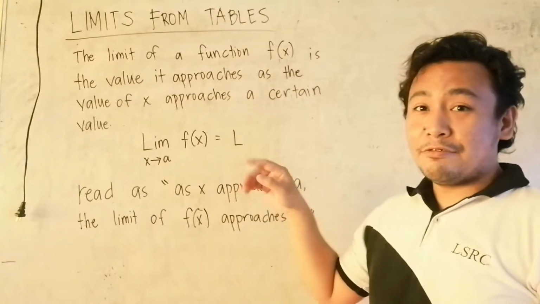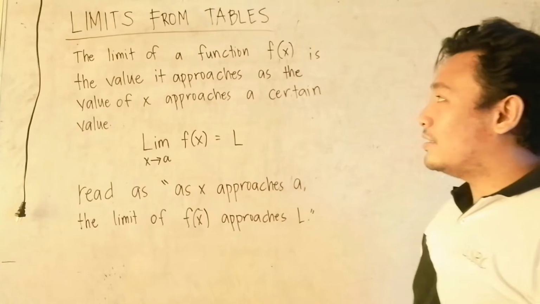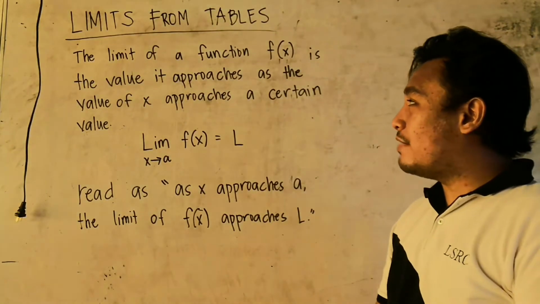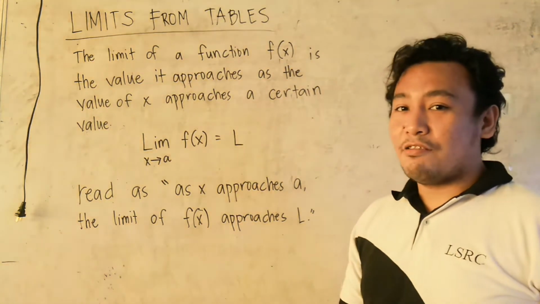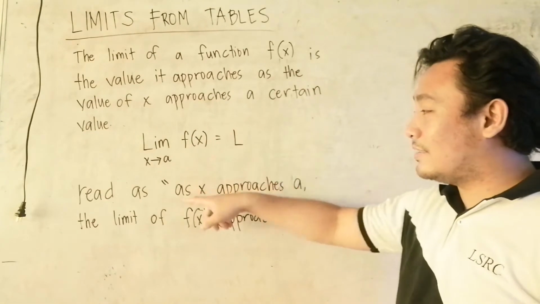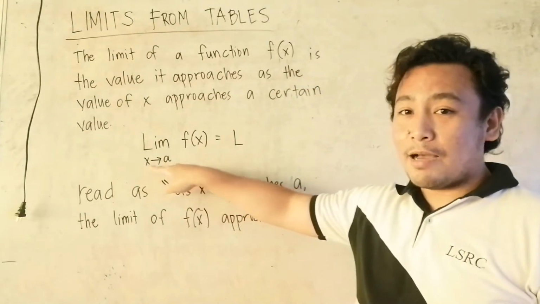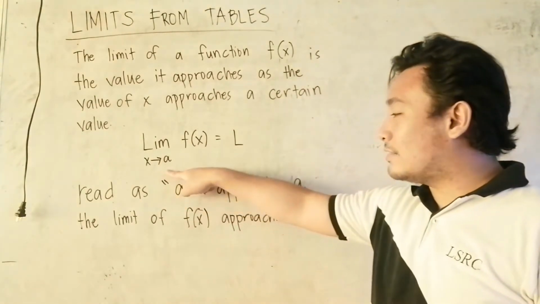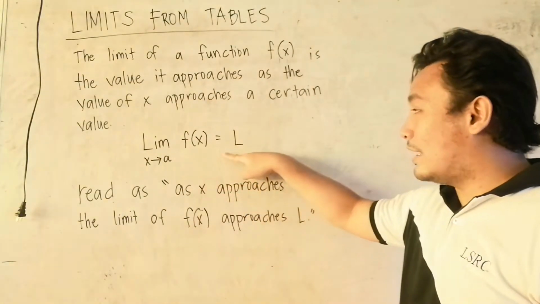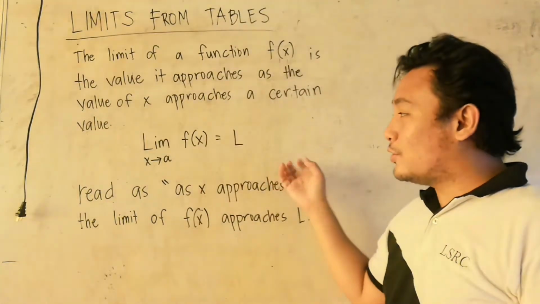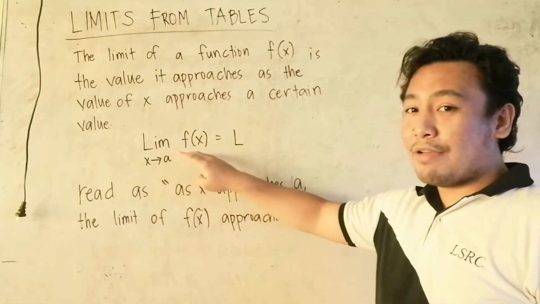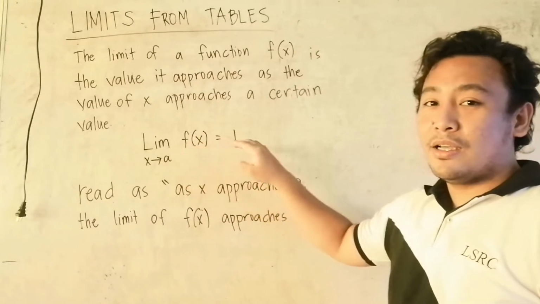So let's first define what a limit is. The limit of a function f of x is the value it approaches as the value of x approaches a certain value. So we have this symbol, and this is read as x approaches a, the limit of f of x approaches L. So habang yung x ay na-approach yung value ng a, ang limit ng f of x ay na-approach naman yung L.